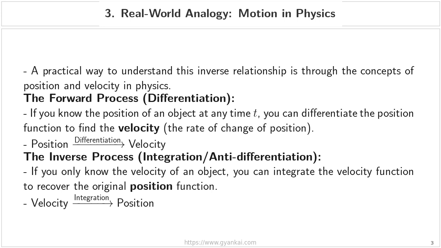Now let's look at the inverse process, which is where integration or anti-differentiation comes in. What if you only know the velocity of an object? Can you figure out where it is? Absolutely. You can integrate the velocity function to recover the original position function. Essentially, you're undoing the differentiation to get back to the starting point. We can represent this as velocity through the process of integration gives us position.